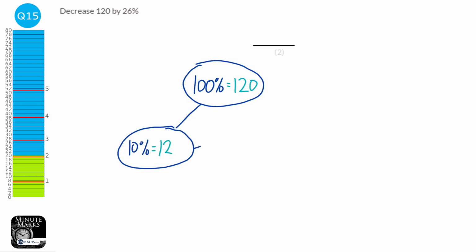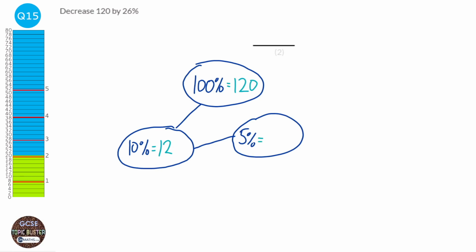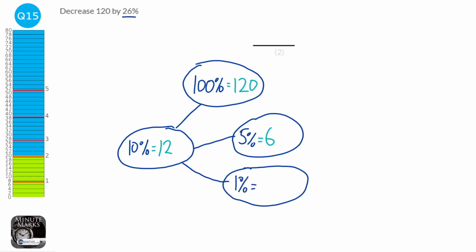And then we want to split that bubble up again into 5%. And 5% is found just by halving it again, so that would be half of 12, which is 6. We could do with 1% as well. And we're trying to get to 26%, so we'll do 1%. So dividing the 10% by 10 again, 1.2.